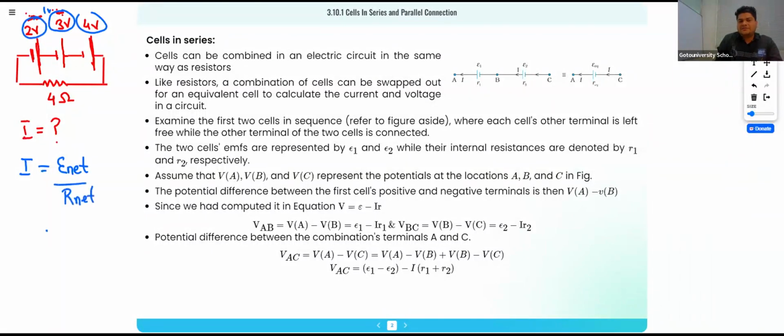What is E net? Yes, 4 minus 1, that will be 3 over, what is R net? R net is 4. So your current will be equal to 3 over 4 ampere.